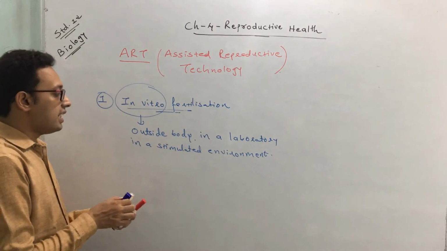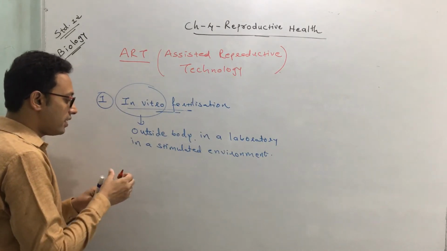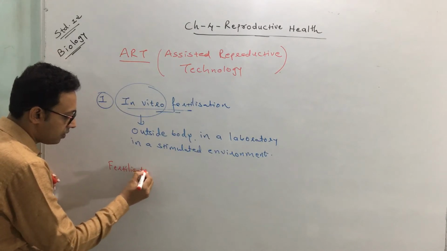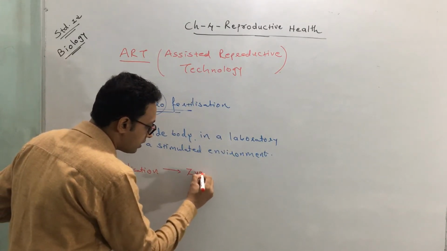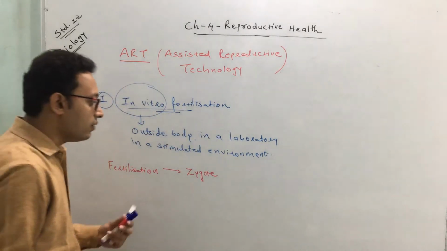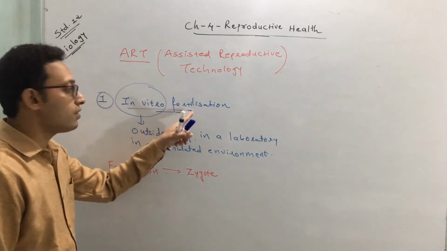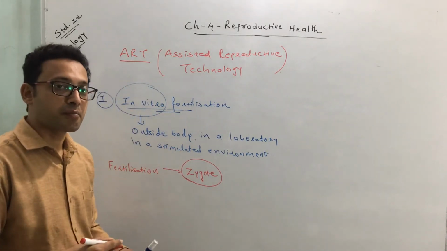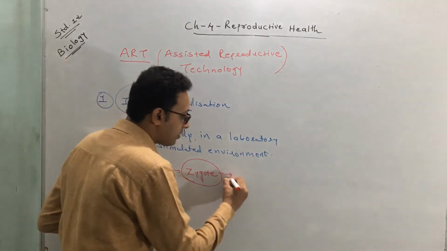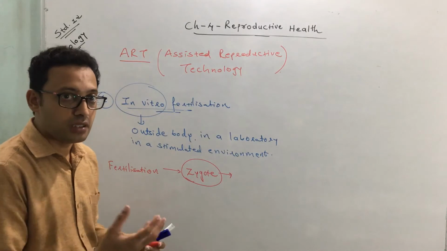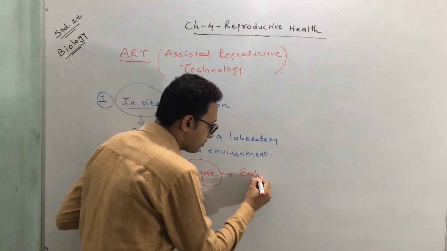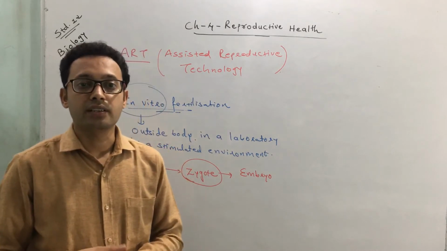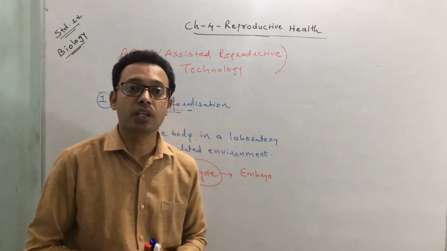Okay, now once the fertilization occurs, you know what is the product of fertilization. What is produced after fertilization? The ultimate product of this fertilization is zygote. Now this zygote is produced outside the body, because here it's an in vitro fertilization, so fertilization occurs outside the body. We allow it to grow in a petri plate or petri dish to form an embryo. Okay, and then this embryo, which starts to develop, is transferred into a human body.